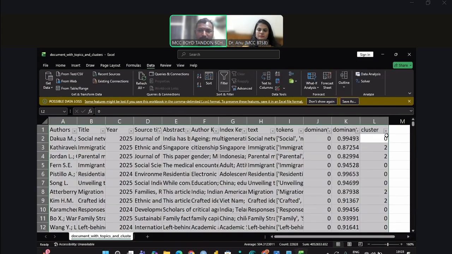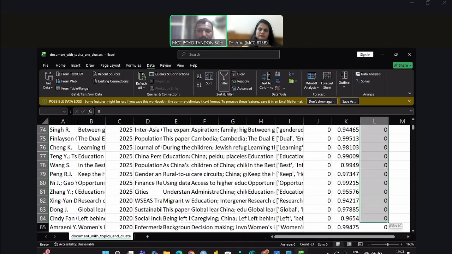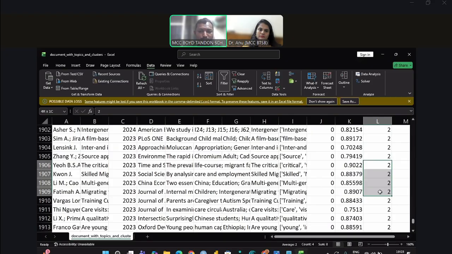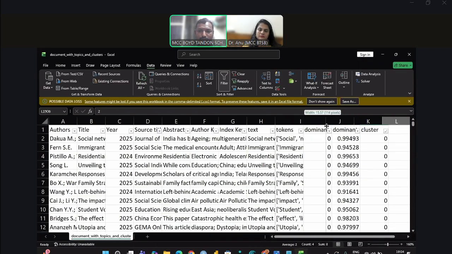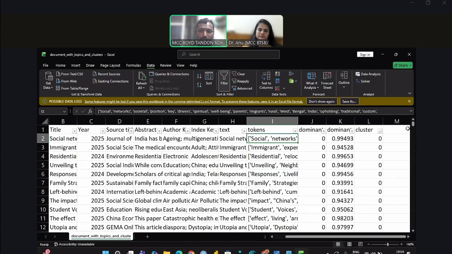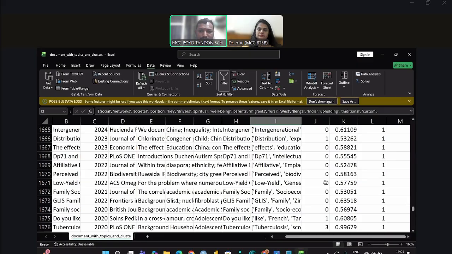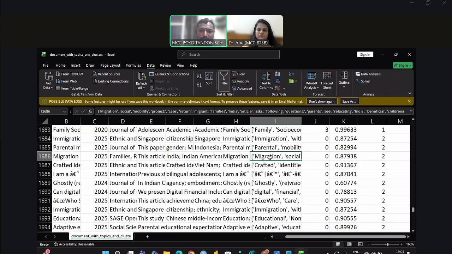The data I'm just filtering and classifying according to the clusters. In zero, so many papers have got clustered, and in one, so many papers, and in two, so many papers. That shows that these papers have some interdependency on each other. It is giving the tokens also. Social network, societal, anything related to social things came in the dominant cluster 0. In one you can see terms like perceived, family, languages. In two, you can see migration, parental, immigration, family.